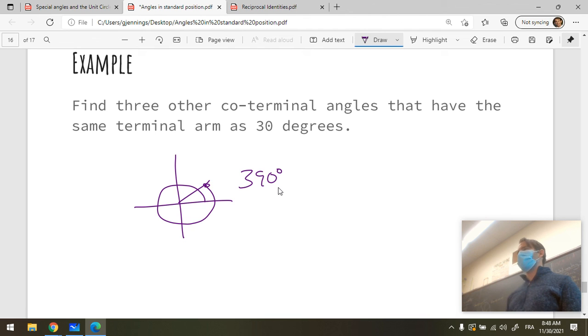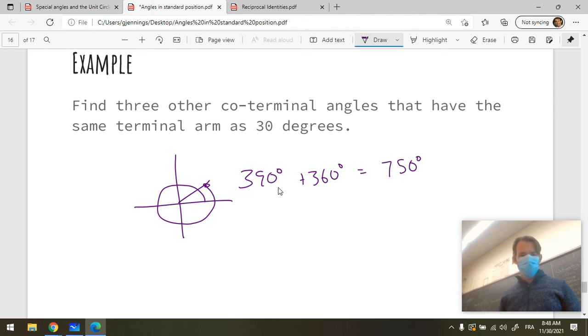Suraj. 330. 330 would have the same value of cosine, but different sine and tangent. Oh, okay. So it has to be the same terminal arm. Yeah, same terminal arm. Okay. So if you went the other way, 750 then. 750. Okay, yeah. So 390 plus another 360 gives you 750. That's super duper.